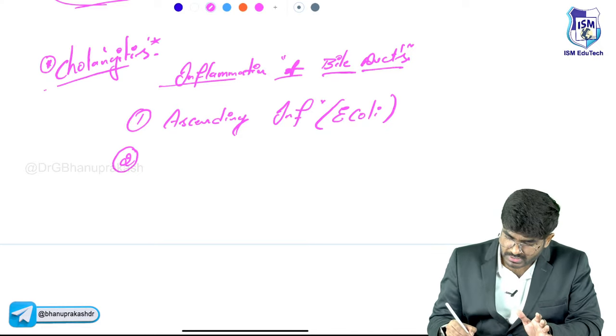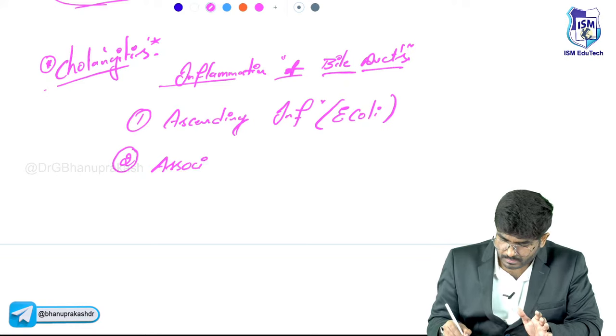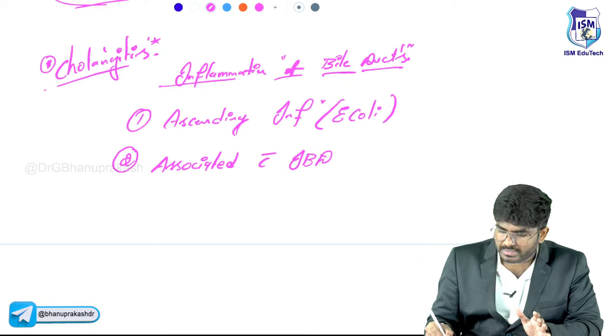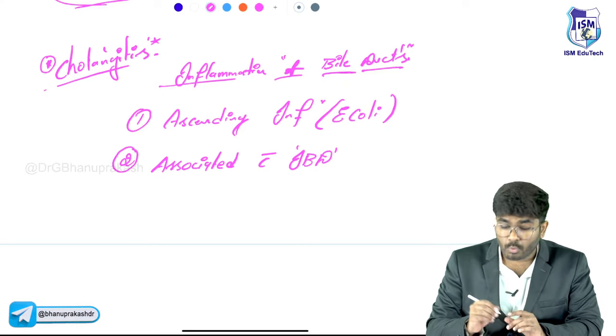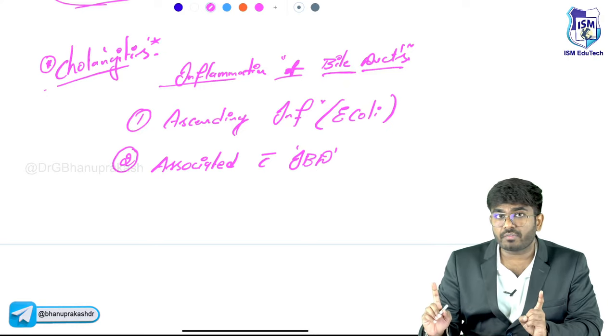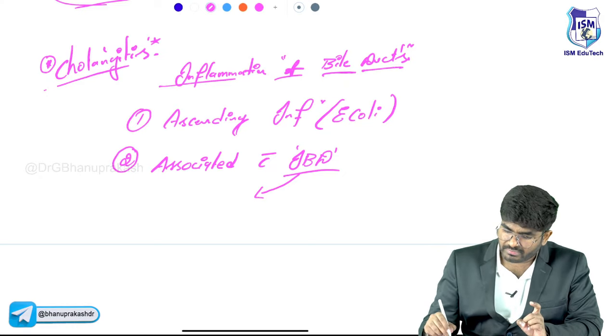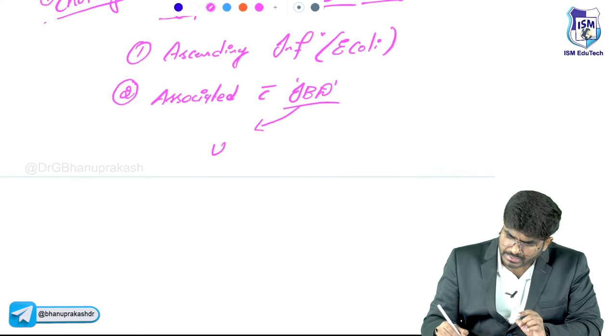The second thing which I want you to know is that cholangitis is usually associated with one inflammatory bowel disease. Do you know what that inflammatory bowel disease is? Most of the time in your exams, if they want to ask a question, they will say the person who is having ulcerative colitis.